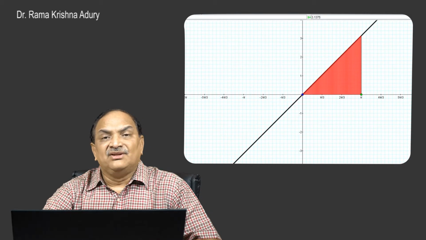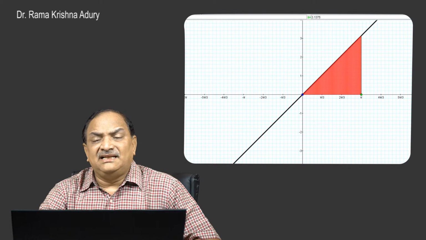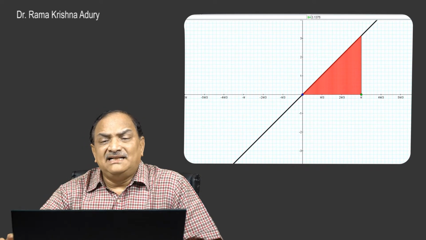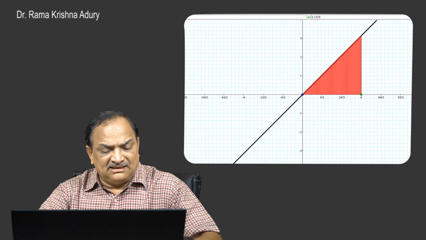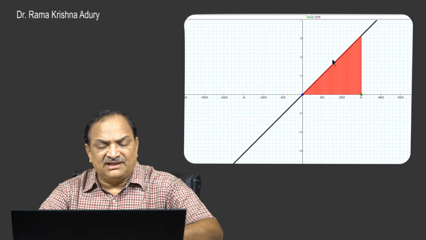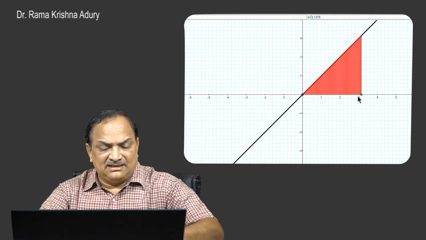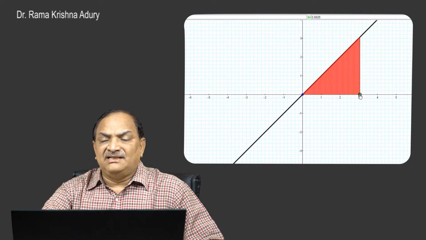Let us take another function, simply x. f of x is equal to x. It's a linear function, you get a straight line, y is equal to x. So what is the integral of x? I will take numbers here, instead of the radian measure, let me take, say, between 0 and 3.